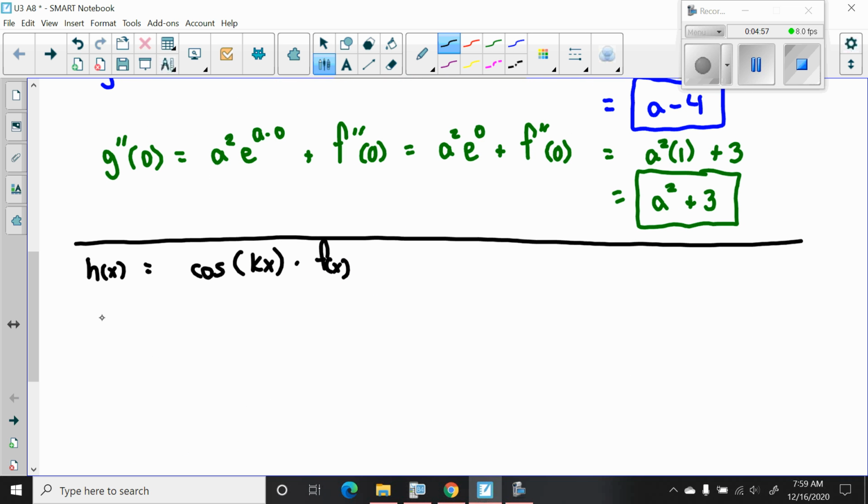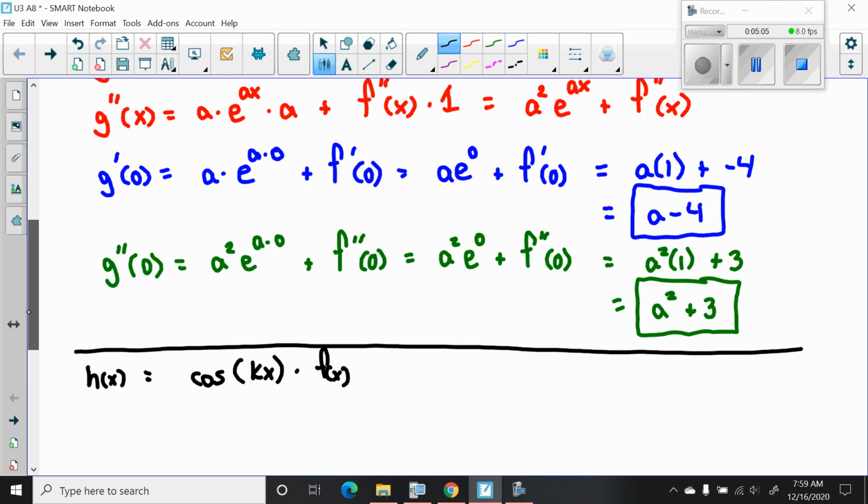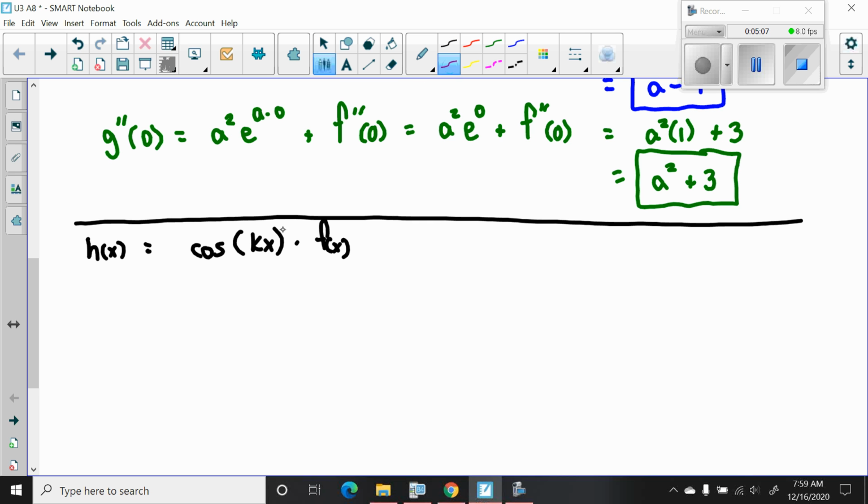So the derivative, well, we got the values. Let's see. X is 0. We're going to find the tangent line. So we need to know x is 0. We need to know the y value. And we're going to need to know the slope, which of course will be h prime of 0.